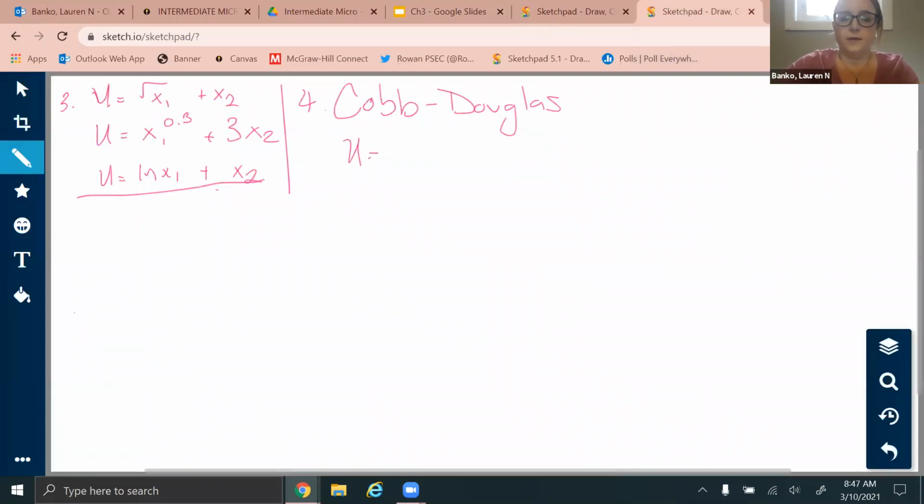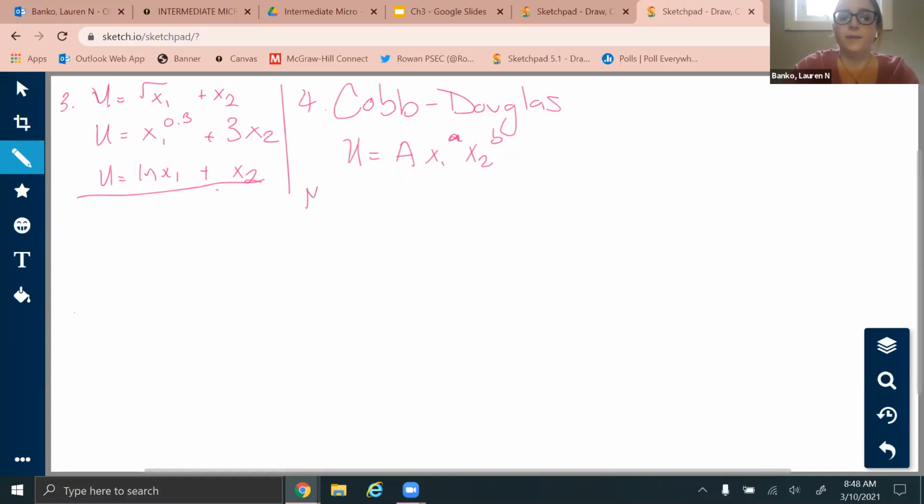Now, this utility function always looks like a constant A times x1 to the a, or alpha, times x2 to the beta, b. So x1 and x2 are being multiplied here. There are some exponents. It can be really any numbers up here, and maybe a constant.